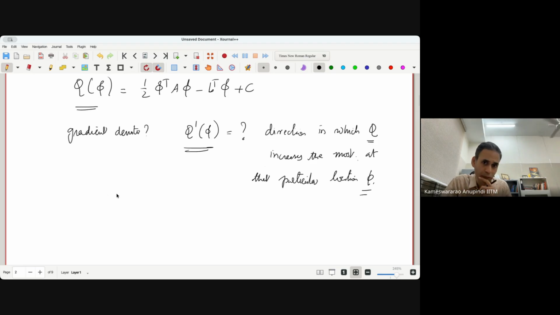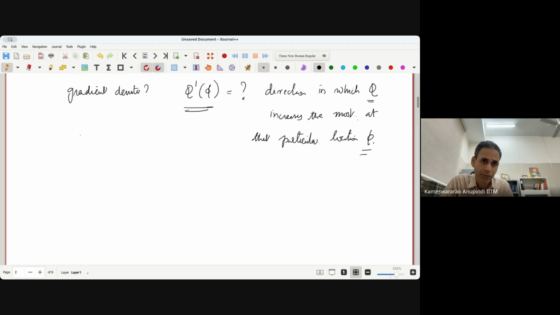Okay, so to get an idea, let me draw something here. Let us say we have some function, and I'm plotting some Q of phi. Let us say Q of phi is some function like this. This is some kind of surface I have drawn, okay. So I have a surface like this.